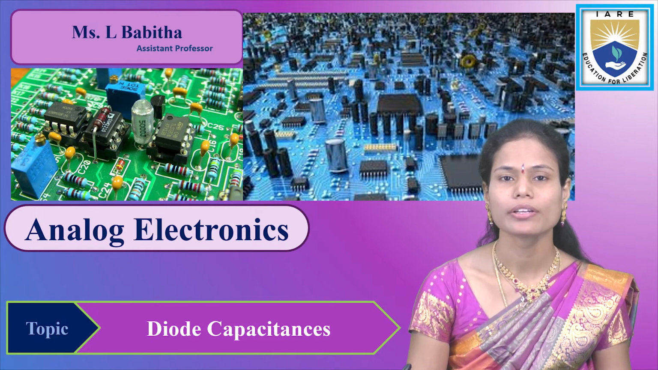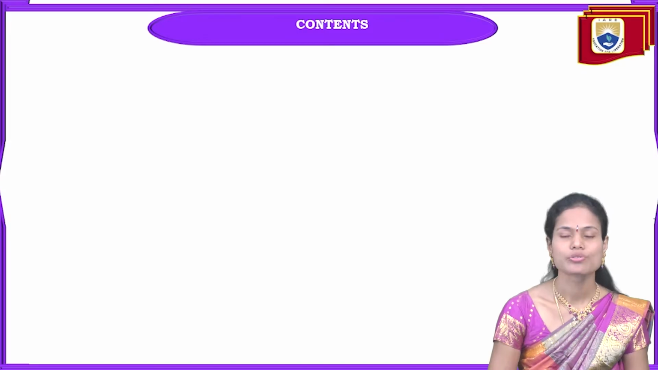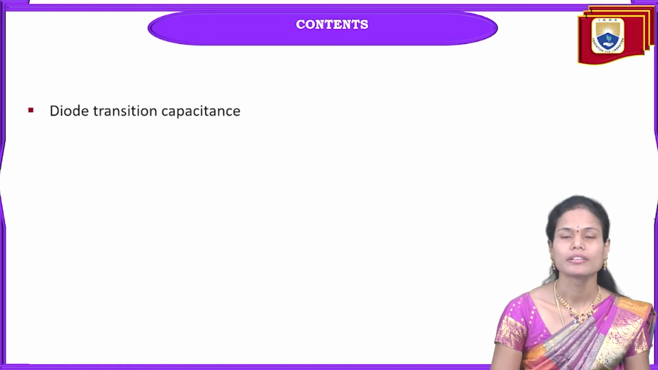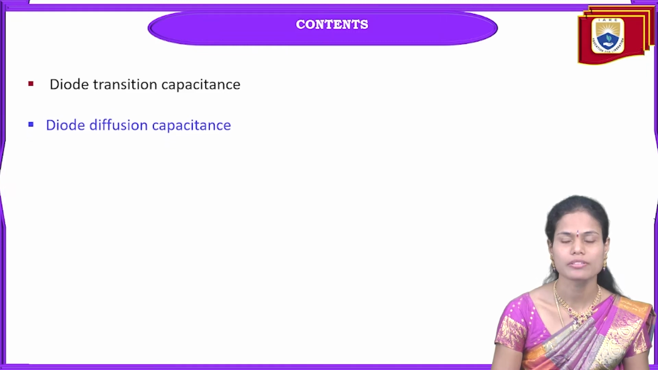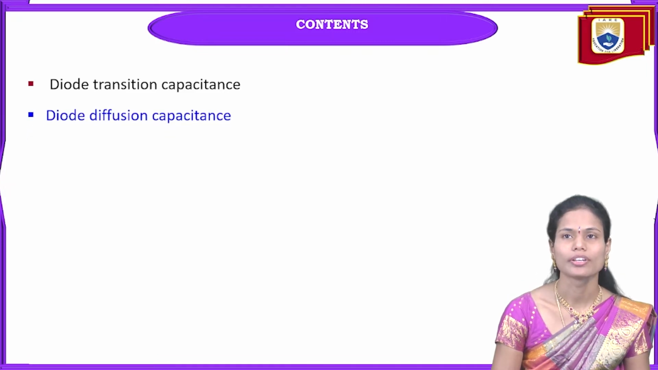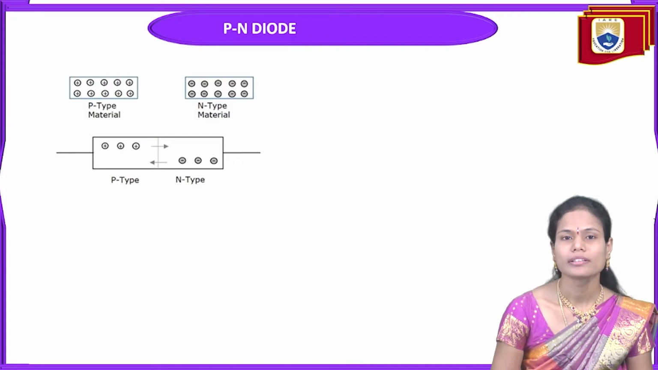In this session, we are going to discuss the different capacitances which exist in the operation of the PN junction diode. In the case of PN junction diode, we may get two types of capacitances. Those are diode transition capacitance and diode diffusion capacitance.